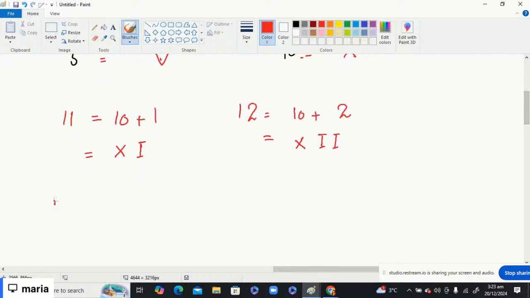Now for the 13, 10 plus 3. 10 is X. 3 is 1, 2, 3. 3 lines. 3 I's. Okay.